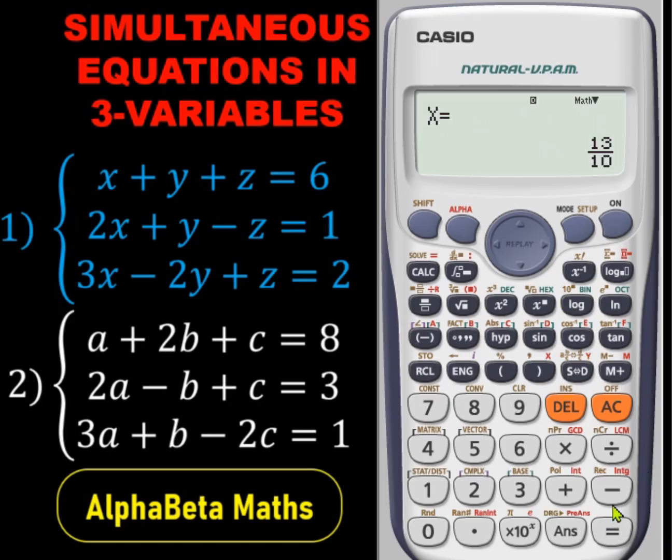So the value for x is 13/10. So over here our x is A. So A is 13/10, B is 21/10, and C is 5/2.